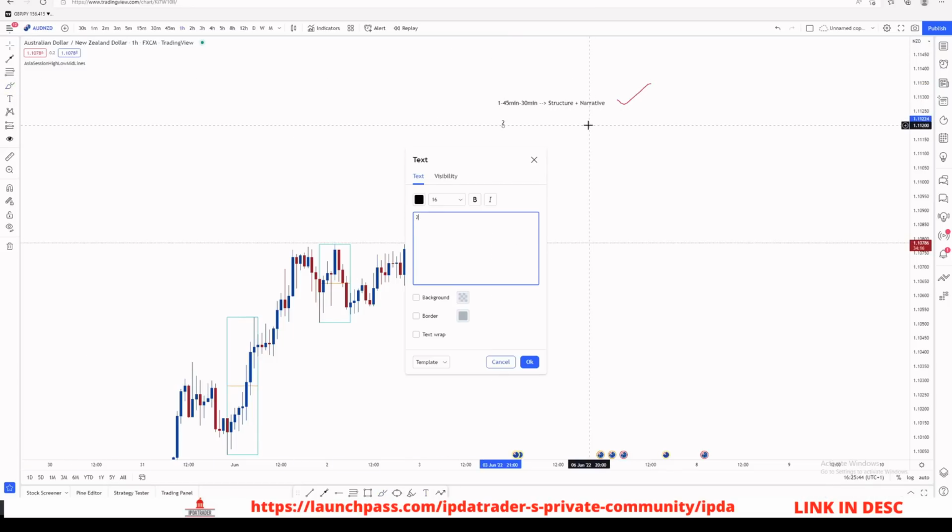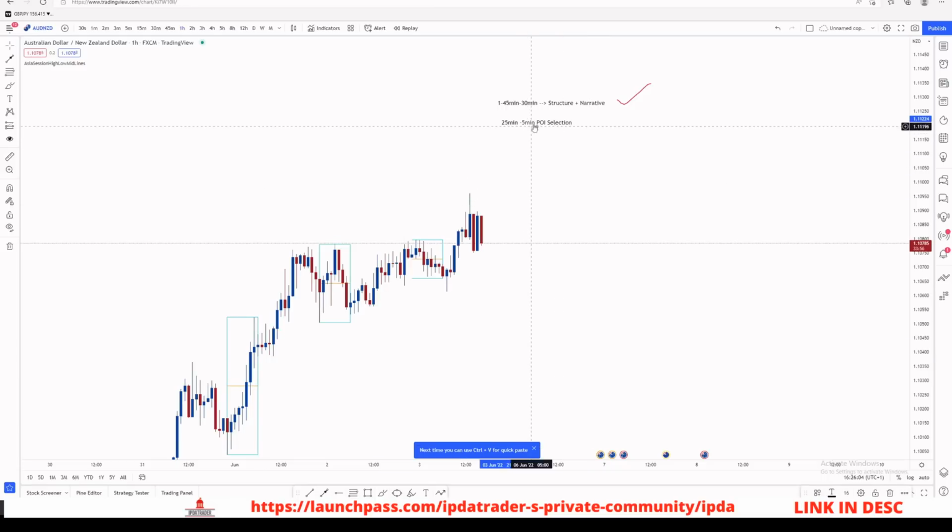Now, when we go lower than that, you can say the 25 minutes if you have access to that, which you will have if you actually use the paid subscription in your TradingView. But once again, not necessary. Till the 5 minutes, you're going to be focusing on POI selection. This is all you're going to be looking for within those time frames. POI selection is going to be your step number 2.